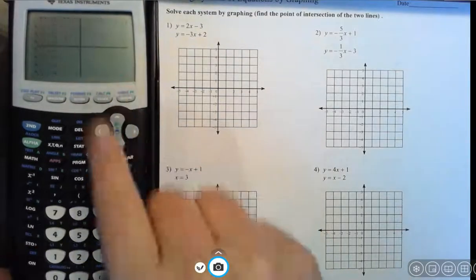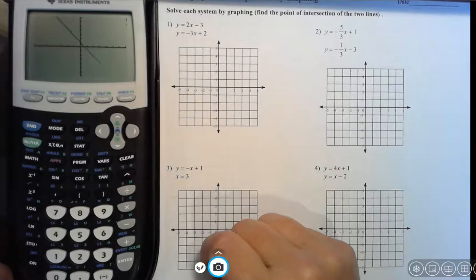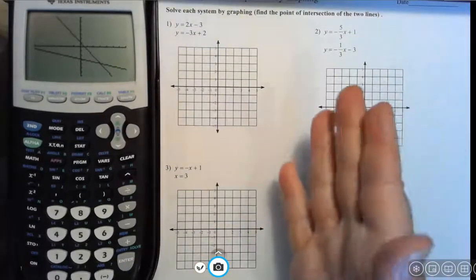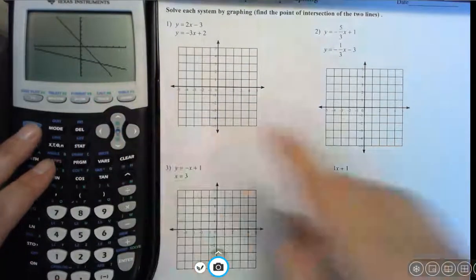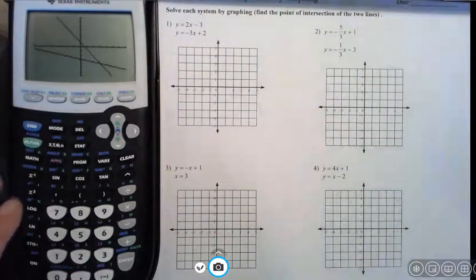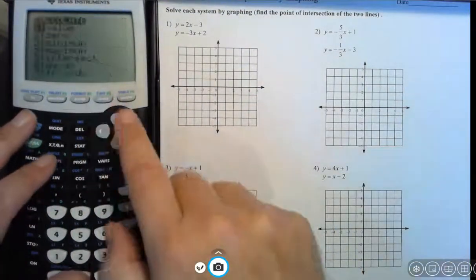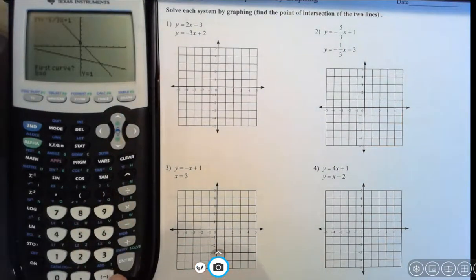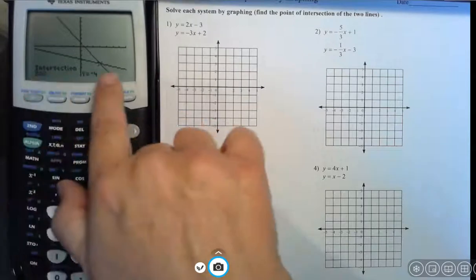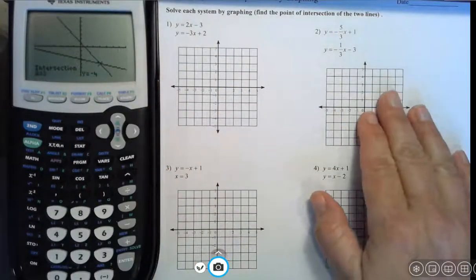Go ahead and click on graph. And there we are. There it is. Now I want to figure out what is that intersection right there. So I'm going to go ahead and click on calculate. Click on calculate and click on intersect. First curve, second curve, and guess. So we have an intersection at 3 and -4, and that's where these two would intersect.